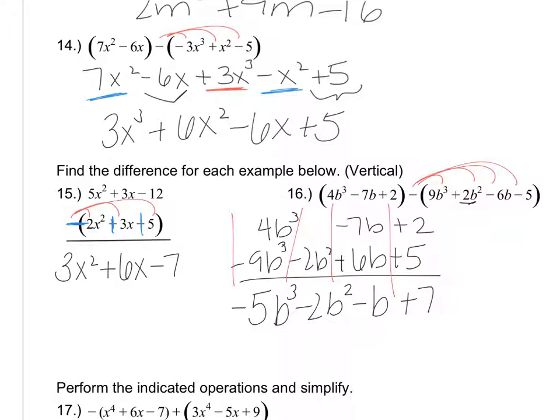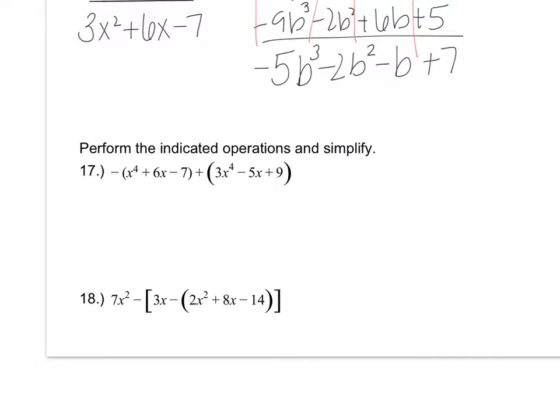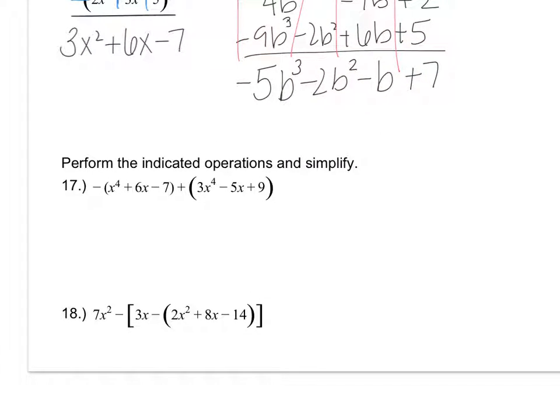Okay, now this vertical method is just another option to give you something else to use if you feel like the horizontal version is giving you a little bit of trouble. So it's not necessary. You don't have to know how to use it that way, but it's another option to help you out if you're stuck.